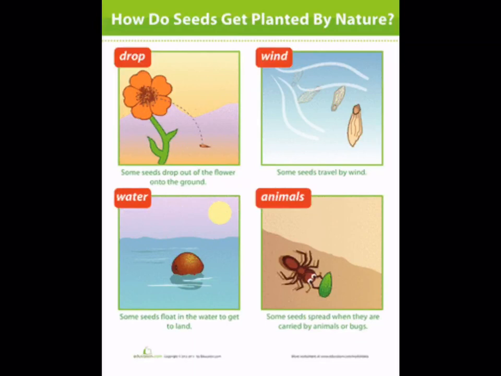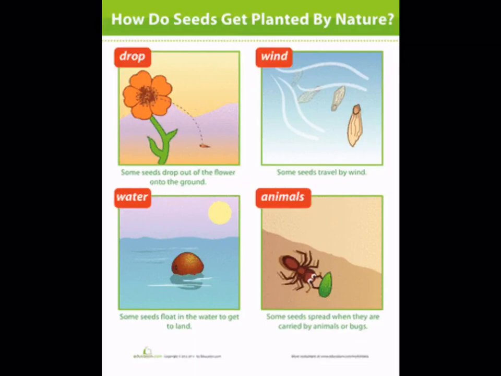You see some seeds are dropped out of a flower onto the ground. So when we say drop, we mean it's coming out of the flower on its own. The wind can help. Animals, we just talked about, can definitely spread seeds, even insects. And then some seeds float in the water.